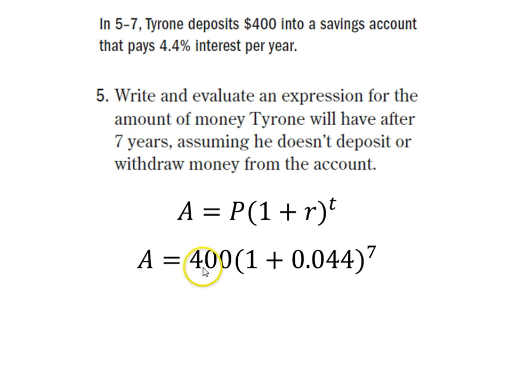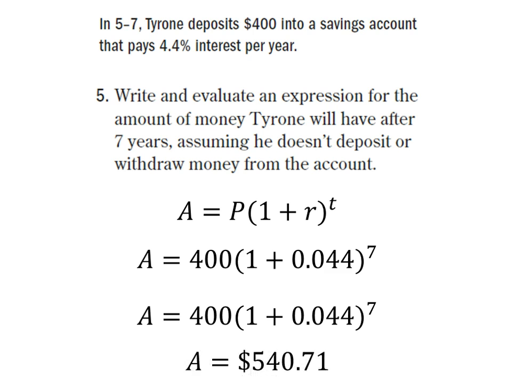So now what we're going to do is just evaluate this. I have no idea what this is in my head, so I'm going to use my calculator to find out what this is. 400 times 1 plus 0.044 to the 7th power. If I plug that into my calculator, I get, well, the same exact thing there. And I should get $540.71. That's how much money he will have after 7 years.